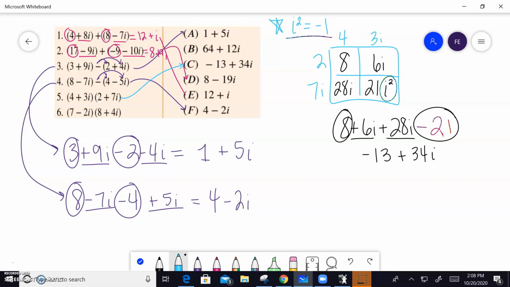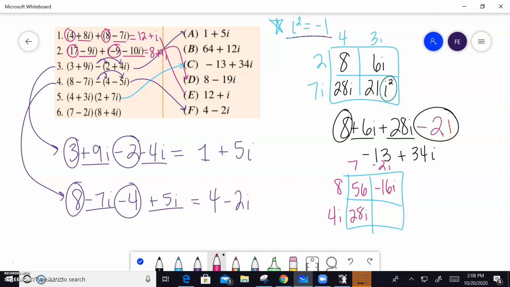And then the last one, same thing, another multiplication. We've got to be careful of our i squared. I am going to do 7 minus 2i at the top, 8 and 4i on the bottom. Multiply what you have, combine your like terms. 7 times 8 is going to give me 56. Then you get negative 16i, 28i, and then negative 2i times 4i is a negative 8i squared.